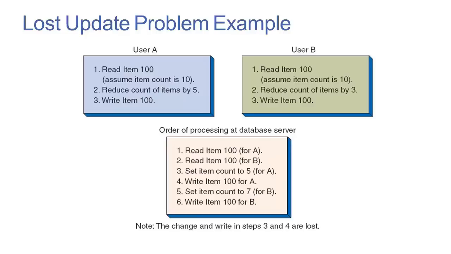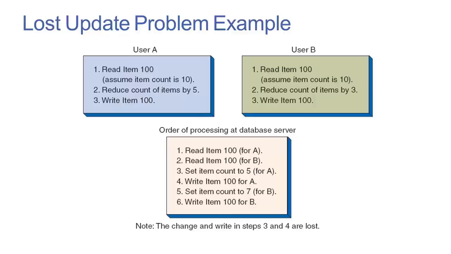Now we, as intelligent human beings, can look at this problem and we can say, okay, we begin with 10 units. User A perhaps is a salesperson and is attempting to sell 5 units of item 100, while user B, another salesperson, is attempting to sell 3 units of item 100. So in total, 8 units are being sold, and the result after these two operations should be that 2 units of item 100 remain in inventory. So we began with 10 units. User A sells 5 units, user B sells 3 units. The result should be 2 units.